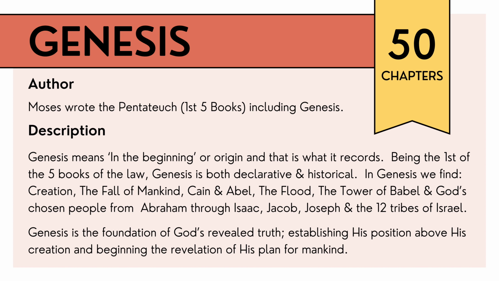Chapter 5. This is the book of the generations of Adam. In the day that God created man, he made him in God's likeness. He created them male and female, and blessed them. On the day they were created, he named them Adam.